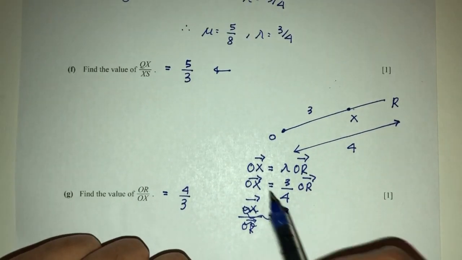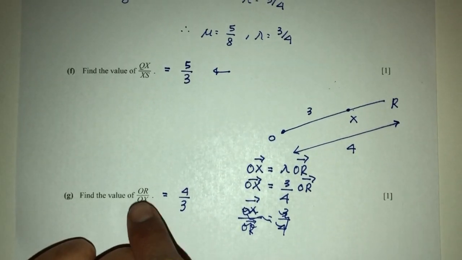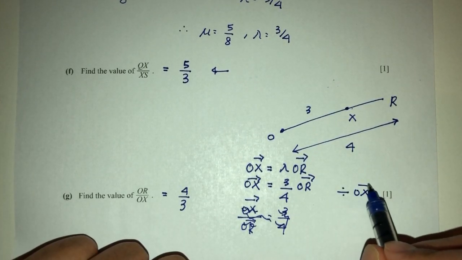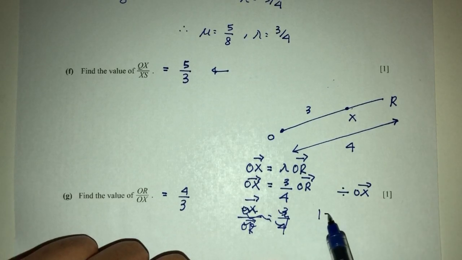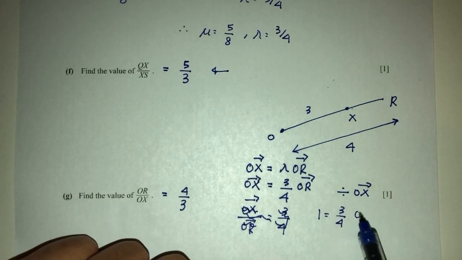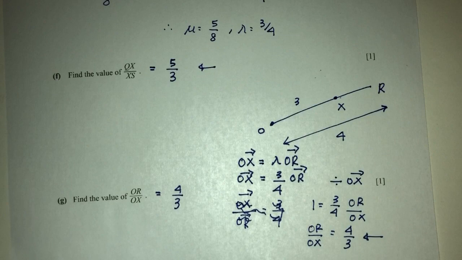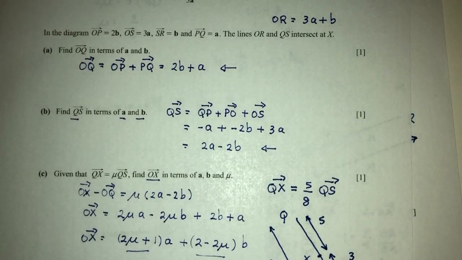So same way here. When you have this equation, if you want to find OR over OX, you have to divide by OX on both sides. So you will have 1 is 3 over 4 OR over OX. Then make this become subject, you will have OR over OX will be 4 over 3 as your answer. Okay, so that will be your question number 9. So the point here is that whenever you have to do vector questions, always refer back to your diagram. They are your best friend.